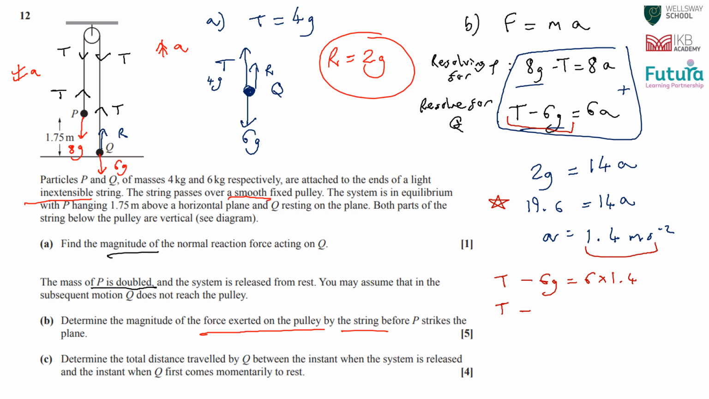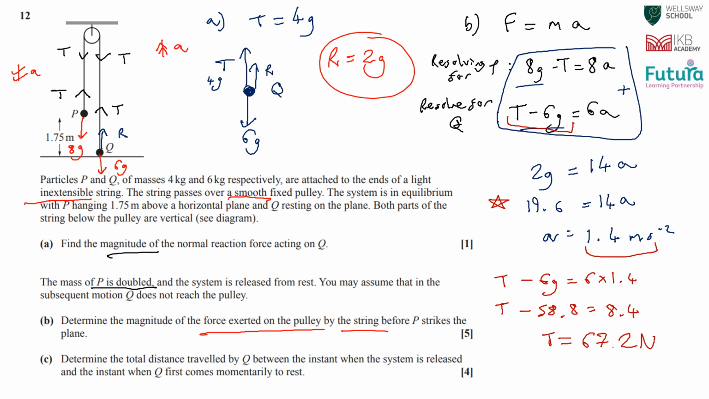So T minus 58.8 equals 8.4. We can solve this then. T is going to be 8.4 plus 58.8. T is 67.2 newtons. If you got to that answer, it would have probably been 4 marks. This is not currently the correct answer to the question.